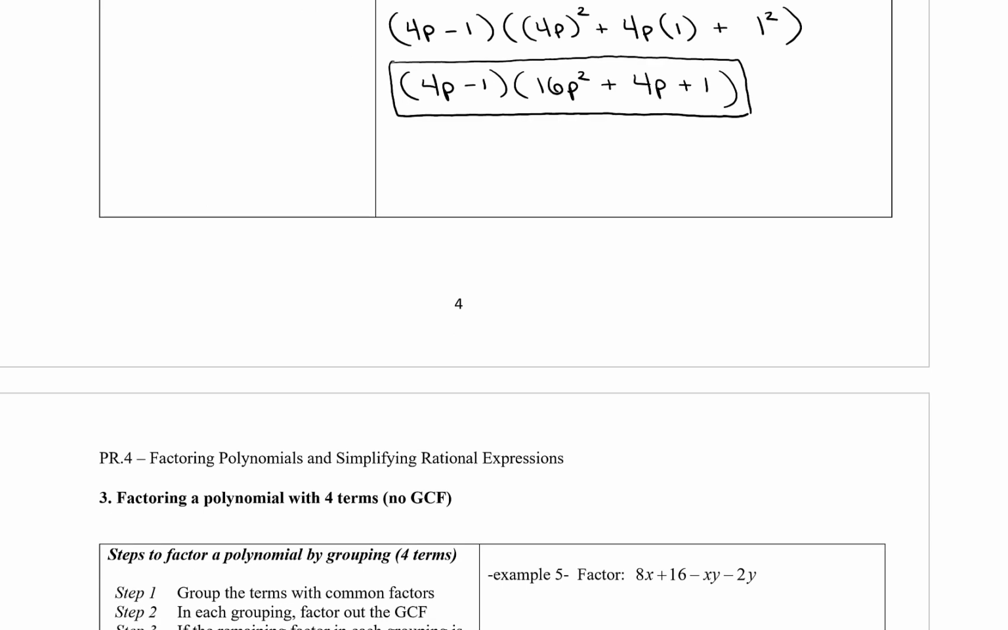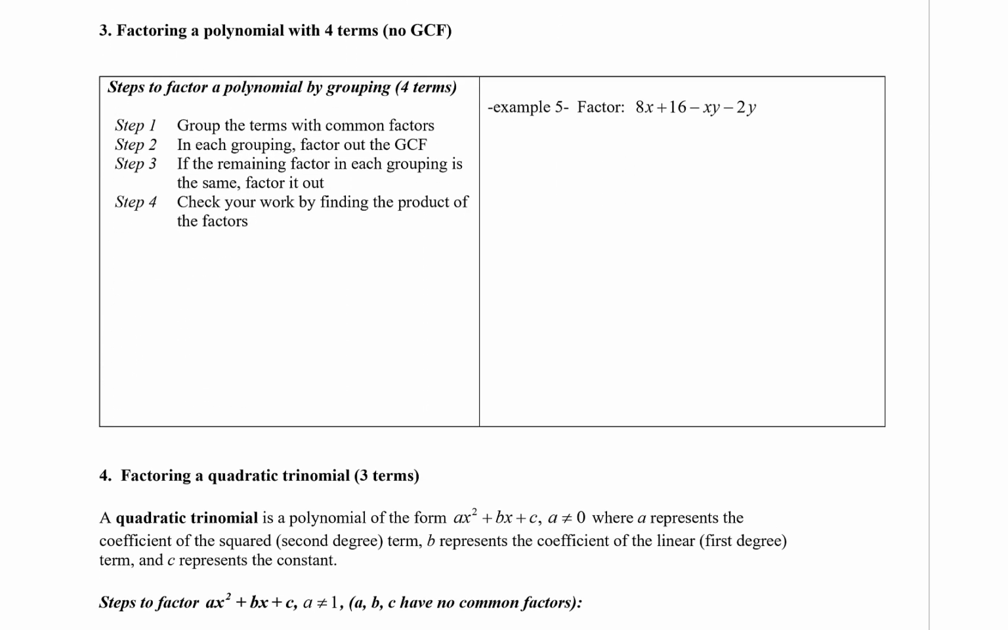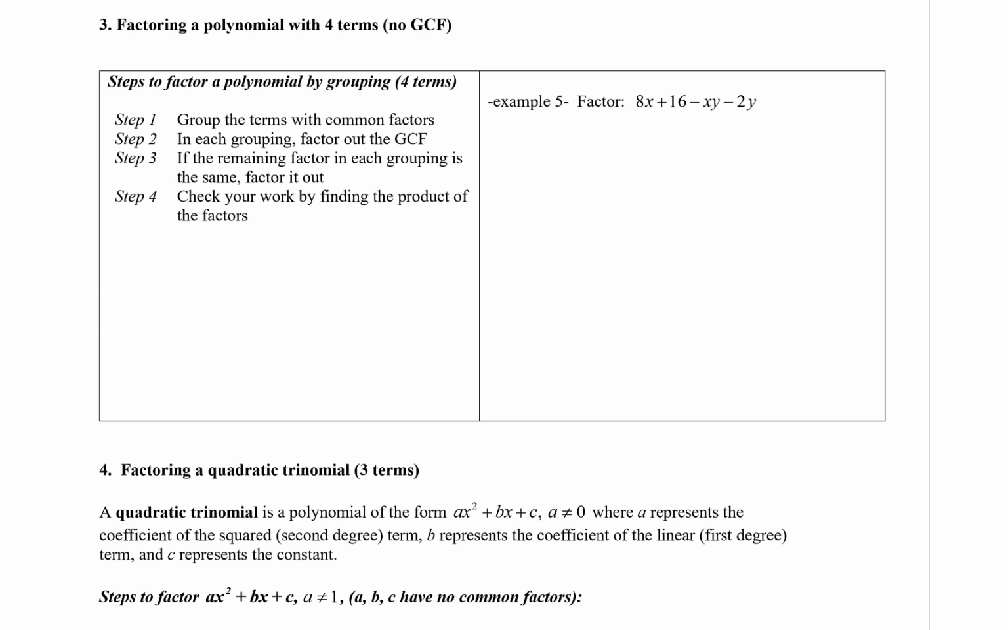Three, factoring a polynomial with 4 terms. No GCF. Steps to factor a polynomial by grouping 4 terms. Step 1, group the terms with common factors. Step 2, in each grouping, factor out the GCF. Step 3, if the remaining factor in each grouping is the same, factor it out. Step 4, check your work by finding the product of the factors.